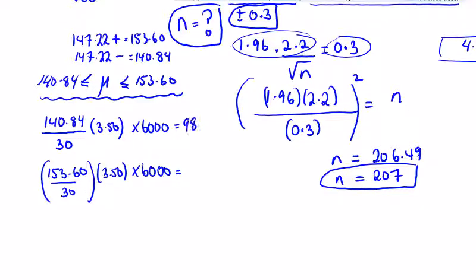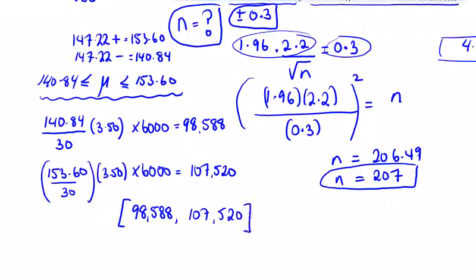First one is 98,588 exactly. Loads of zeros before a 1 appears. And the second one is 107,520 for the upper end. So we could write that as a range of values, in square brackets, 98,588 and 107,520, for the range of the value of these trees.